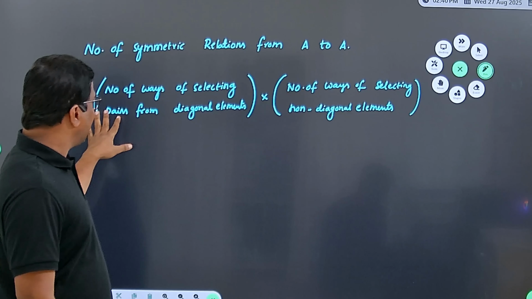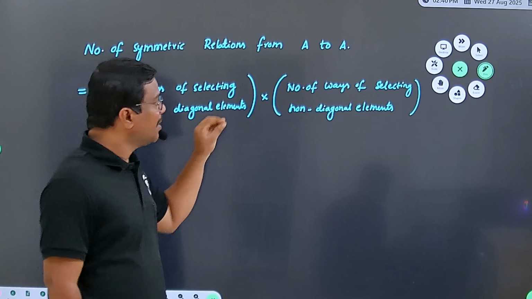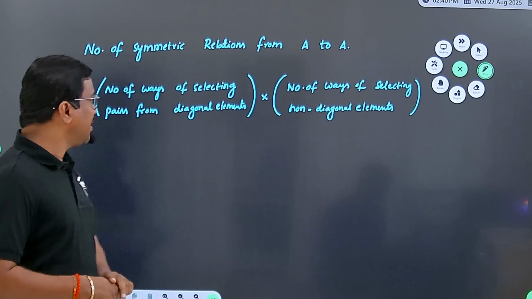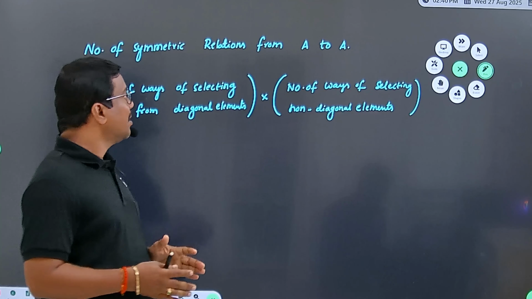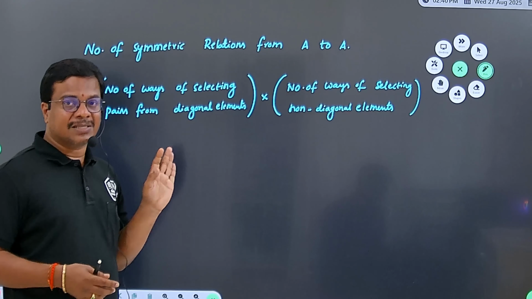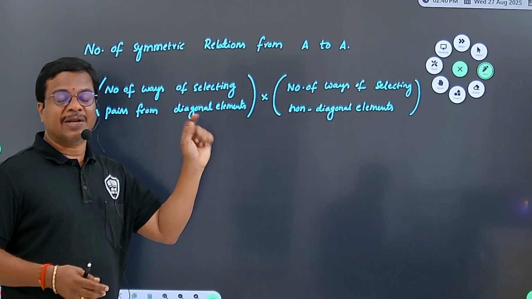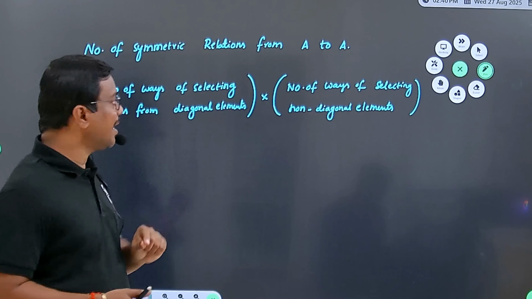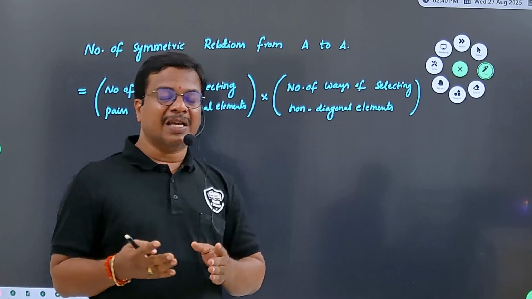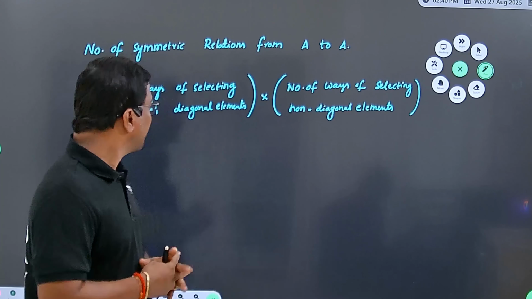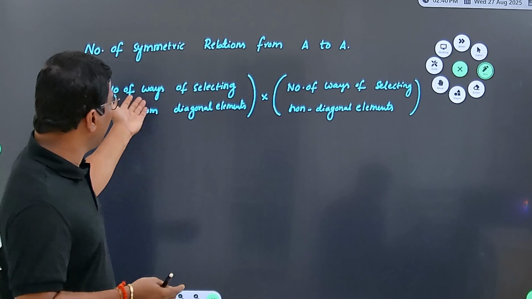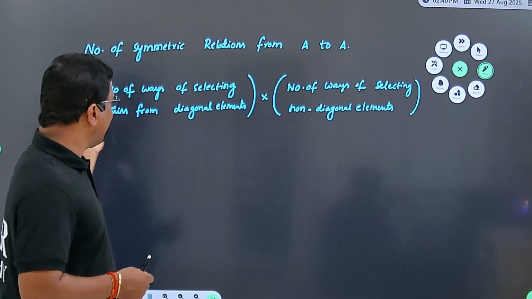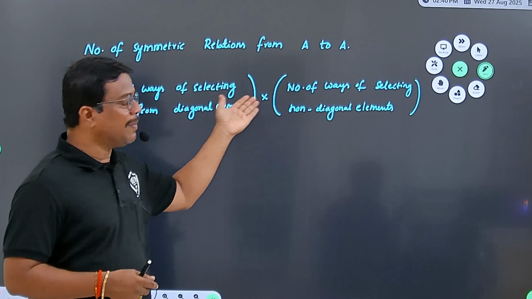Number of ways of selecting pairs from diagonal elements and number of ways of selecting pairs from non-diagonal elements. Why? Because you must select ordered pairs and they must be symmetric. Then only the entire set R is called a symmetric relation. So a symmetric relation depends upon symmetric pairs, and the pairs you can select from diagonals or non-diagonals. There are two chances, so I am writing diagonal entries multiplied by non-diagonal entries.